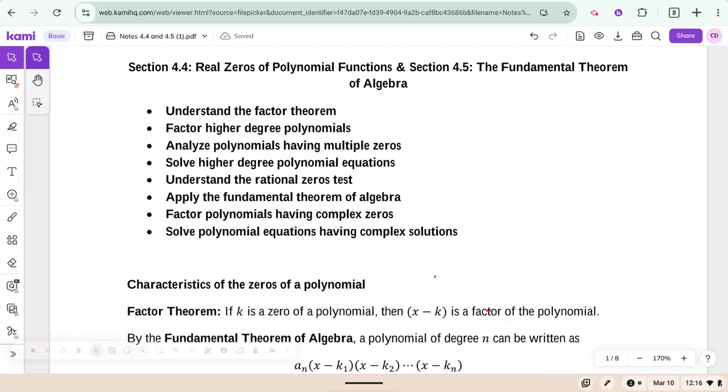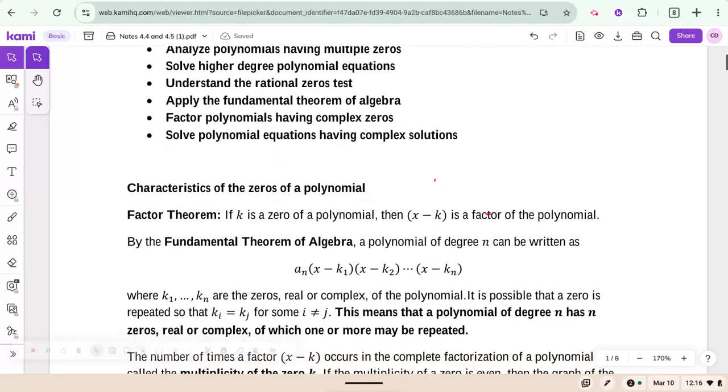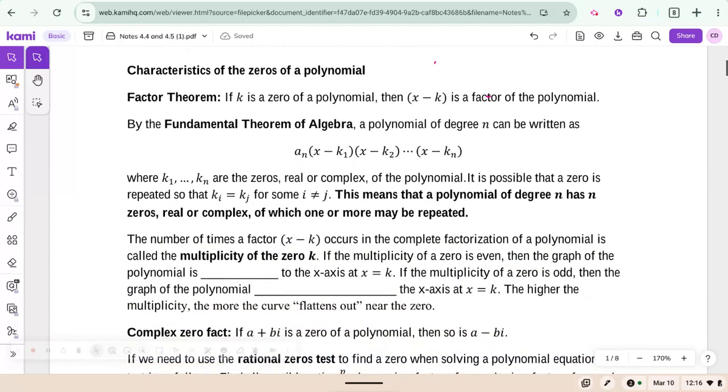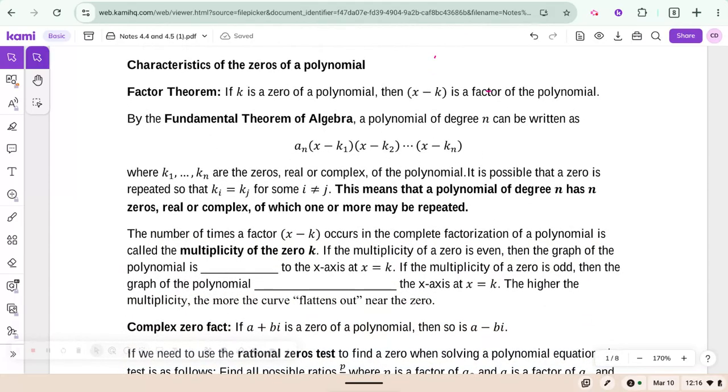So this first page is just a bunch of notes with some good information here. Characteristics of the zeros of a polynomial. And remember, just a reminder, the word zeros is just another word for the x-intercepts. Sometimes it's also called the roots or the solutions.